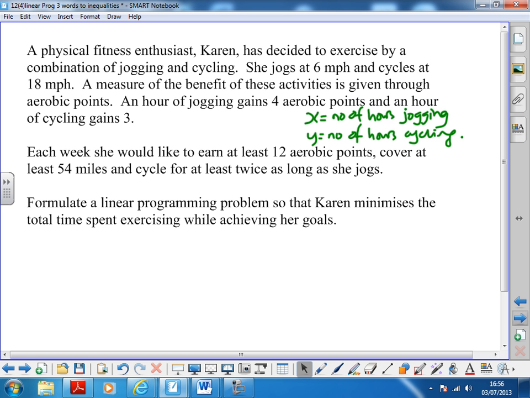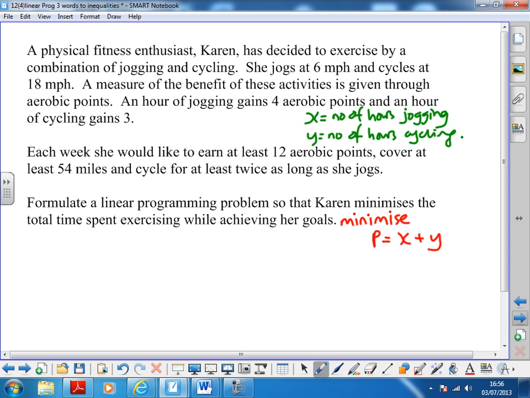What does she want to actually do? Minimise the total amount of time spent exercising. So she wants to minimise P equals X add Y. Because X is her hours jogging, Y is her hours cycling, X add Y is the total hours exercising, minimise it. Okay, so that makes sense.